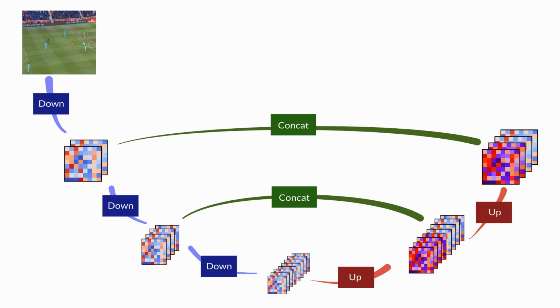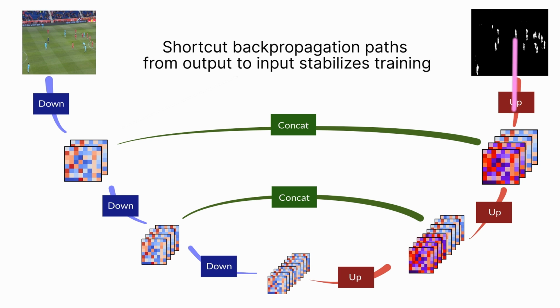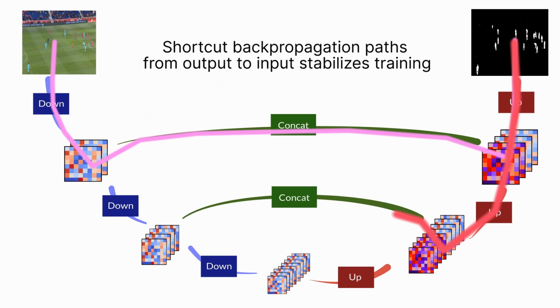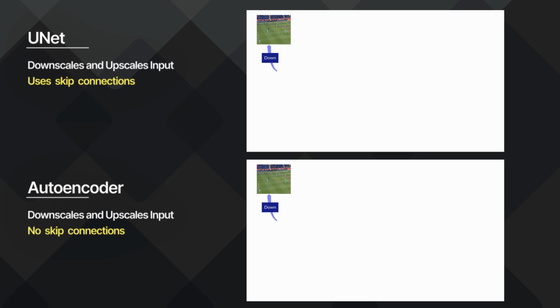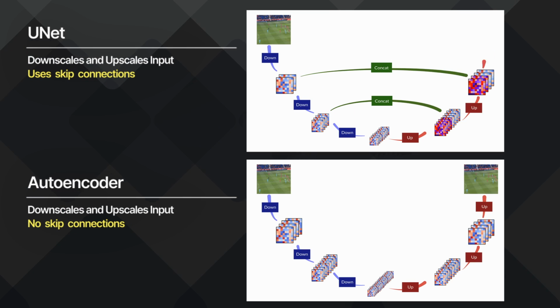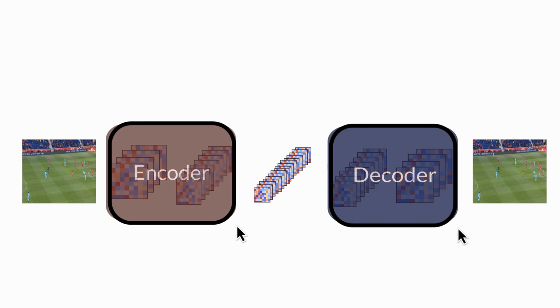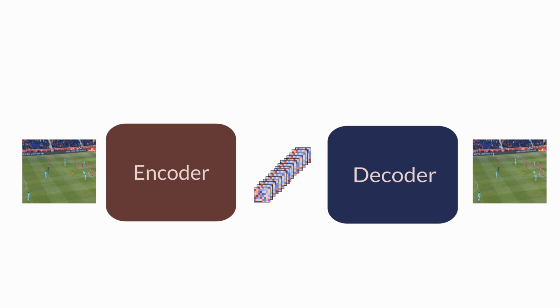Skip connections also act like residual connections because they form these shortcut paths from the output straight to the input. And this makes it great for robust training and addressing vanishing gradient issues, especially in really deep convolutional neural nets. I've also seen some people confuse the autoencoder and the UNet. Both of these architectures downscale and then upscale the input, but there are some important differences that come because of those skip connections. In autoencoders, the encoder and decoders are kind of separate entities that are only connected to each other at the very middle.